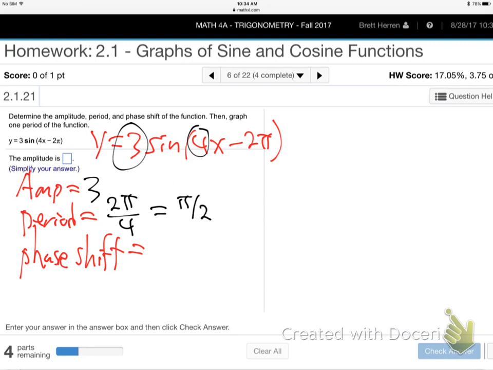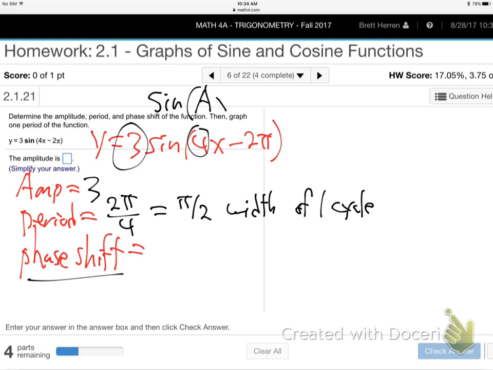That's the width of one cycle. Each cycle. Okay. So now phase shift. It's going to do something special. Going to be something weird. Let me just write it for you this way. Sine of a, let's just call it ax plus b. Let me get rid of the w thing. This might just be easier for you.